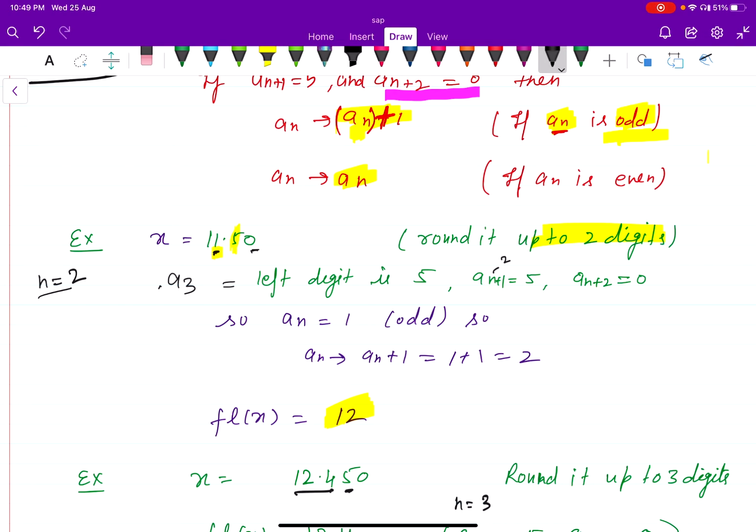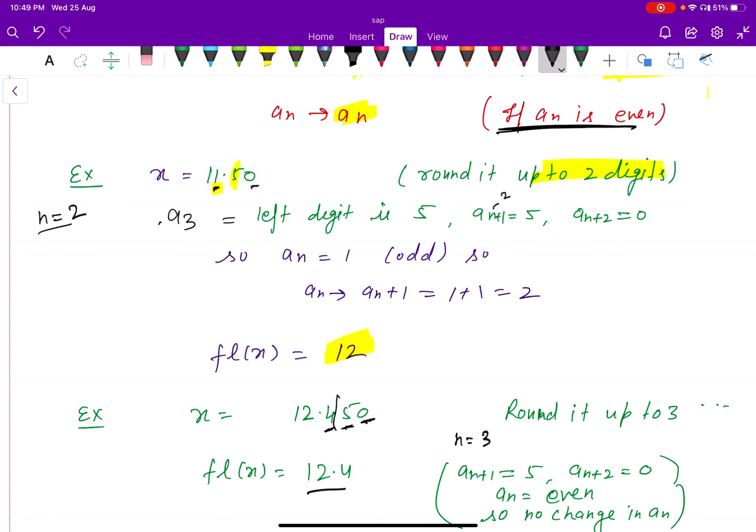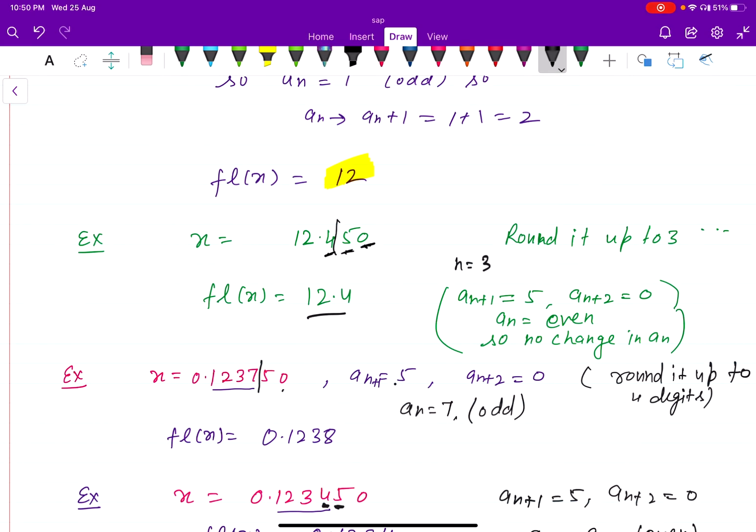Okay, one more example we are checking. x equal to 12.550. Round it up to 3 digits. So 3 digits is 12.4. Okay, so we have to cut the series after 3 digits. So the next number is 5. So we'll take what is the next number after 5. It is 0. So we'll check what is the number a3. A3 is 4. It is an even number, so there will be no change as per this rule. So what would be the value of floating of x? That is 12.4. Understand?